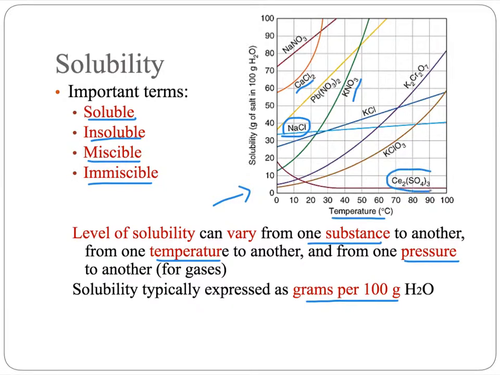Cerium sulfate actually has reverse solubility. You can see that you dissolve less as the temperature goes up. So there are a few exceptions to the rule here in chemistry.